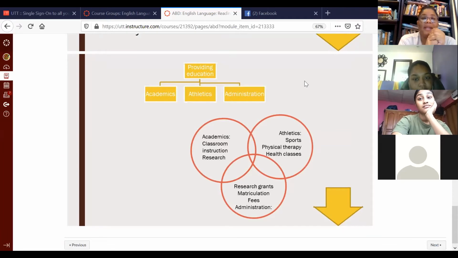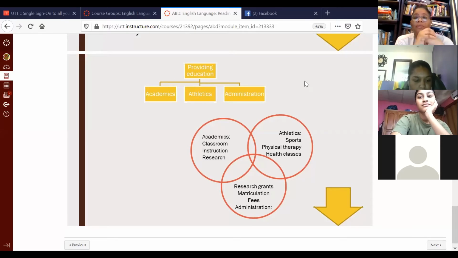So we say it provides education as the controlling principle. It does this by providing, through academia, your classes and those kinds of activities. We do it through athletics. So you have physical education and administration, which is teaching you how to live with governing structures. Let's put it mildly like that, right?